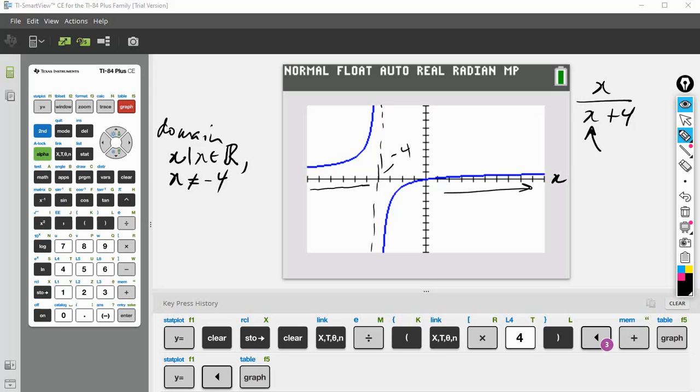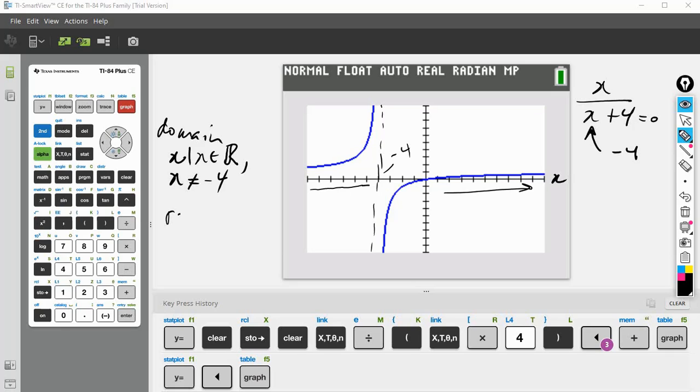What happens if you plug in -4 here? Well, you would get 0. And remember that you cannot divide by 0. Anything divided by 0 becomes undefined. So at x equals -4, it becomes undefined. That is the domain. Now, how about the range?